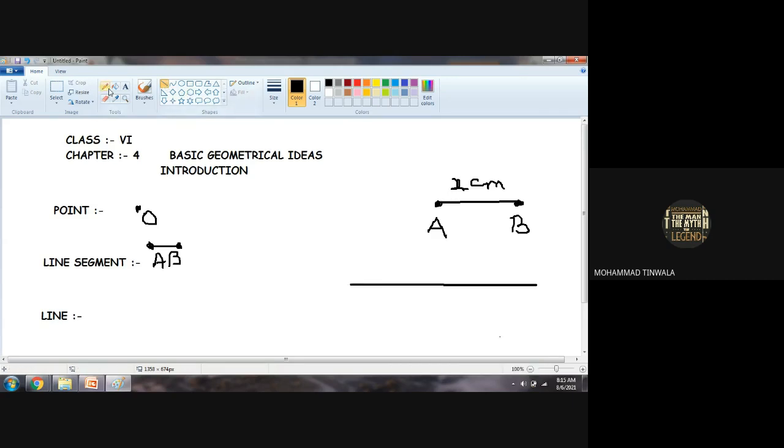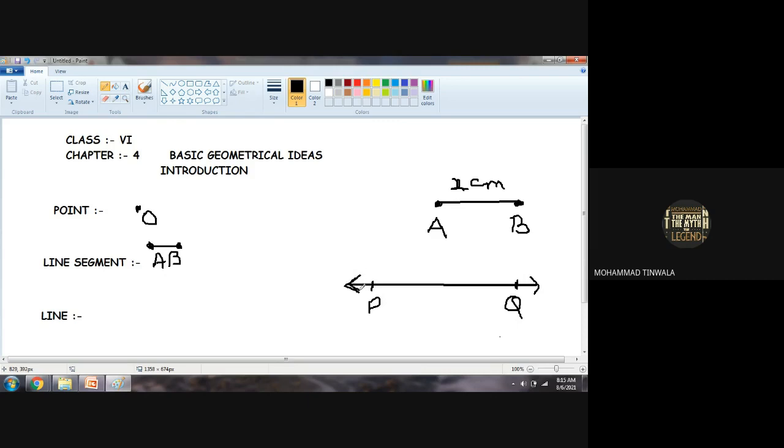Now a line always has 2 end arrows. And this is not a dot like this. This is a marking for naming the line. The name of a line is written inside, not at a corner of the line. Is that clear? So if I say line PQ, this is said to be line PQ. A line always has 2 end arrows.